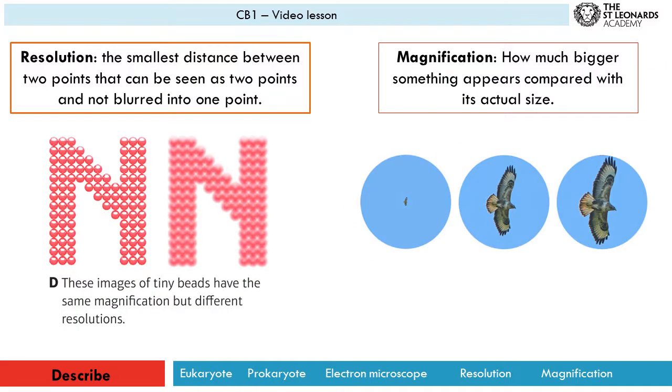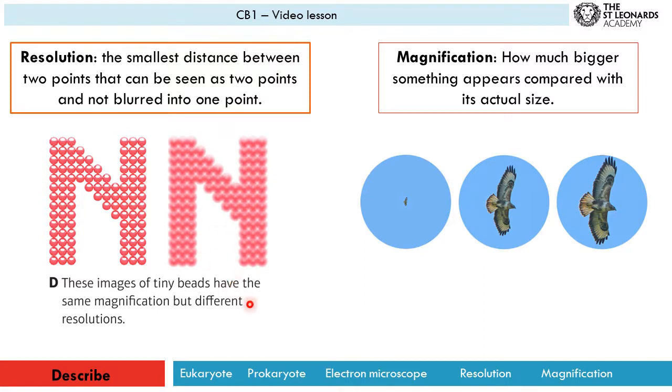Two key words you must be really conscious of when talking about magnification, especially when comparing light microscopes and electron microscopes. The first one is resolution. Resolution is the smallest distance between 2 points that you can see as a clear point. So when we talk about a high quality image, what we're actually saying is that it's a high resolution image. And you can see here on this diagram below, we've got clear individual beads and this blurred low resolution image.